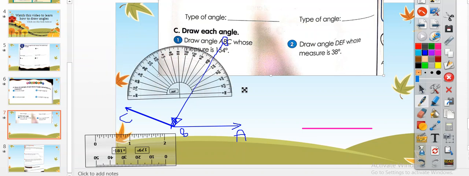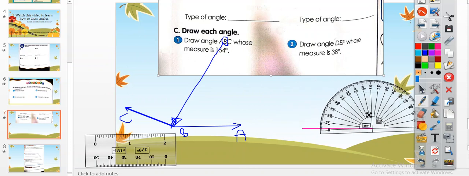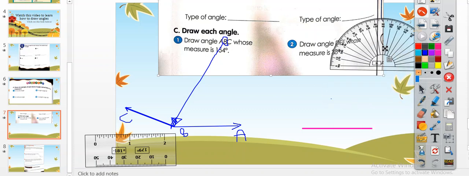You can start from this side or you can start from this side here. Okay, slide it a little bit so it's exactly right. And where is the 0 here? Yes, 0, 38 is needed. This is 10, 20, 30, 40. No, I need 38, so go a little bit back. This is 35, 36, 37, 38. Just put a mark. Then you started from this side, so you have to draw a line like this.